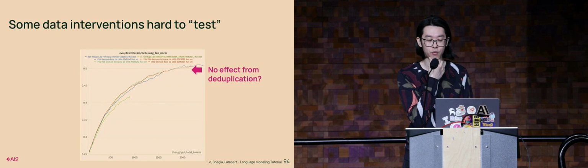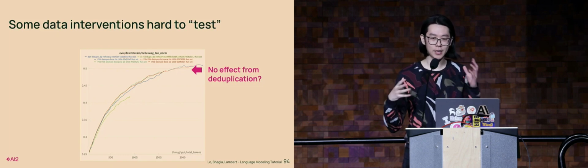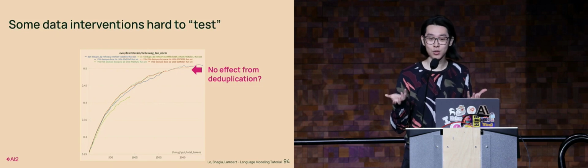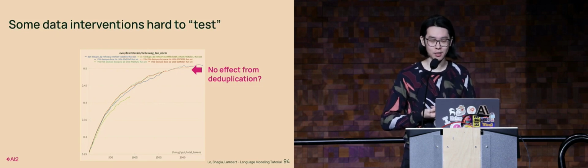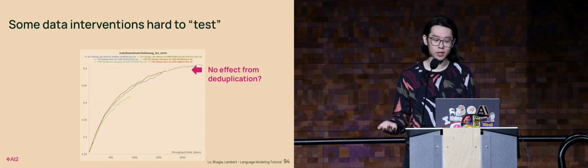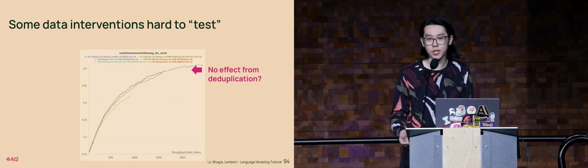Some data interventions are really hard to test. So you can think about, intuitively, deduplication is actually a really tough thing to do small, short-run experimentation on. But we know deduplication, if you run for a really, really long time, run trillions of tokens, you start to see the effects of.